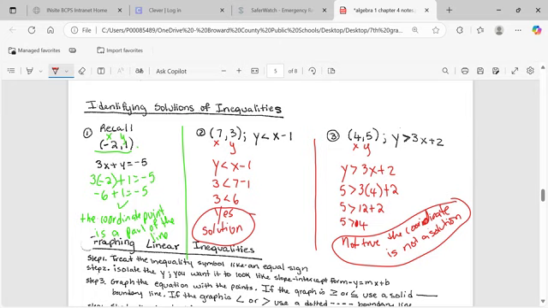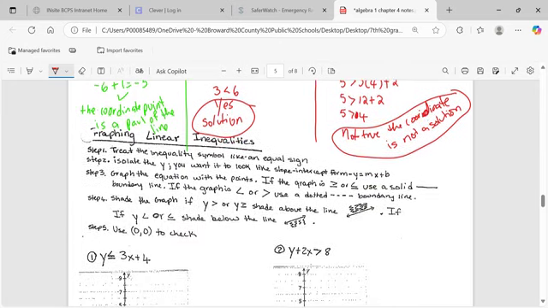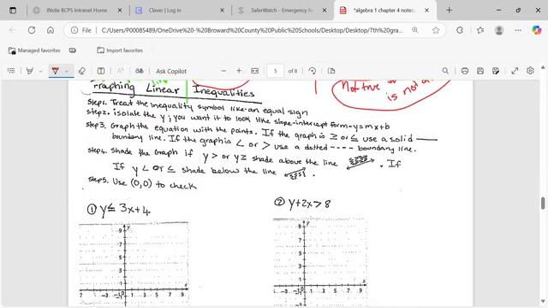Now let's go on to graphing linear inequalities. If I'm going to graph a linear inequality, I'm going to treat the inequality symbol like I would an equal sign. Try to isolate the y. It's going to be easier if you can get it to slope-intercept form. Remember, that is your bestie.